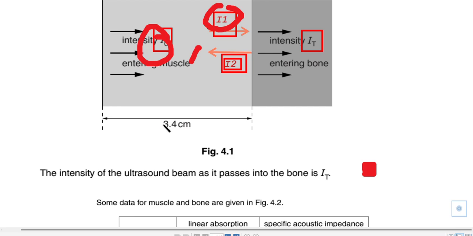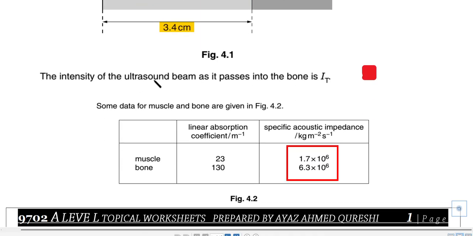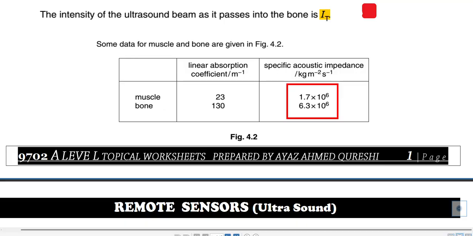Here is basically 3.4 centimeter thickness of the muscle, and then it reaches the entering at the bone and so on. Now the intensity of the ultrasound beam as it passes into the bone is IT. Some data of the muscles and the bone is given to you. Here, the linear absorption coefficient per meter, as I told you, the unit will be given to you. 23 is for muscles and 130 is for the bones.